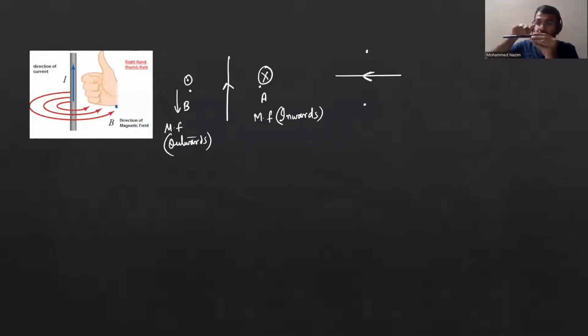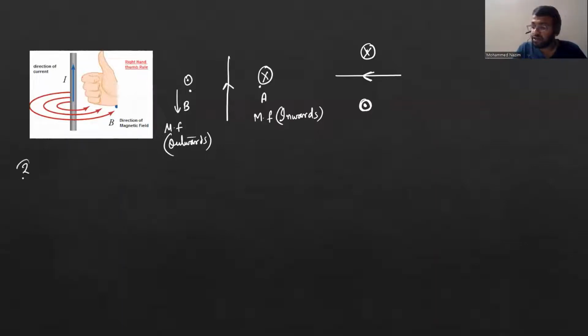So at the top, my fingers are going into the board and then they become parallel. And then at the bottom, the fingers are coming out. Those four fingers are pointing towards me. So at the top, the fingers are going in, so magnetic field is inward. And at the bottom, the fingers are coming out, so magnetic field is outward. Outward is represented with a dot and inward is represented with a cross. I hope you have understood the direction using right hand thumb rule.